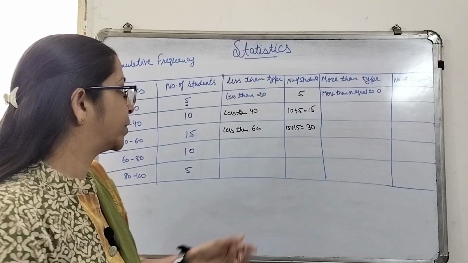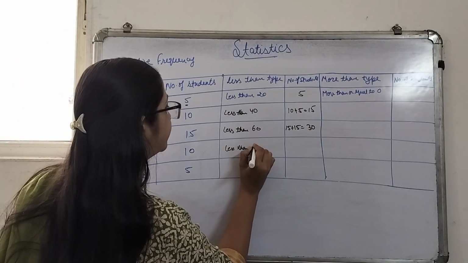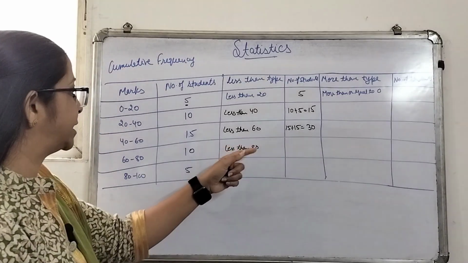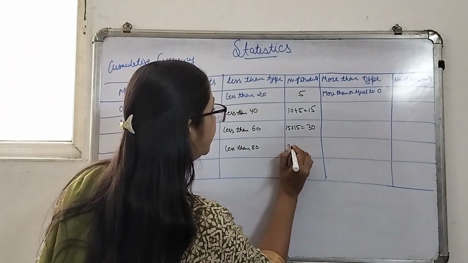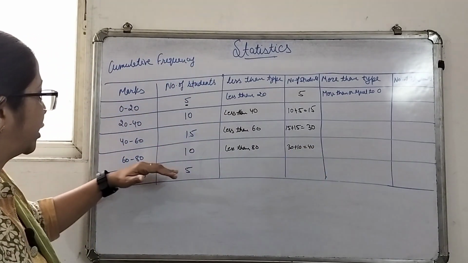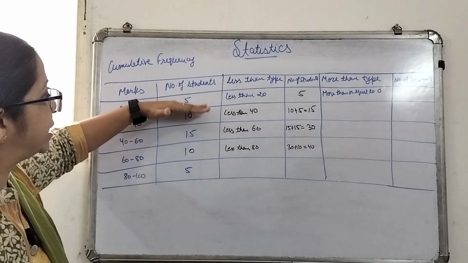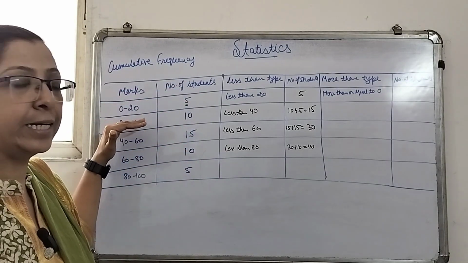30, the frequency of the students who have secured less than 60. Now the next will be less than 80. For this less than 80 we will be adding this 10 also. So it will be 30 plus 10, that means there are 40 students who have secured less than 80. All these students come under the category of students who have secured less than 80.